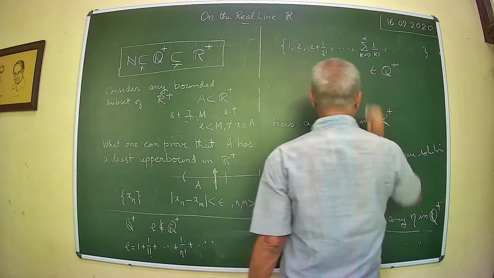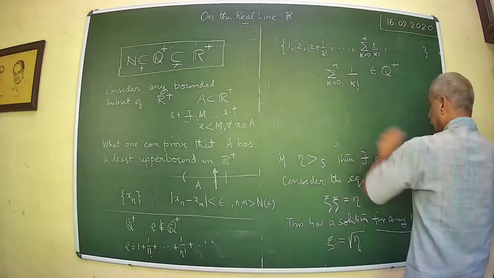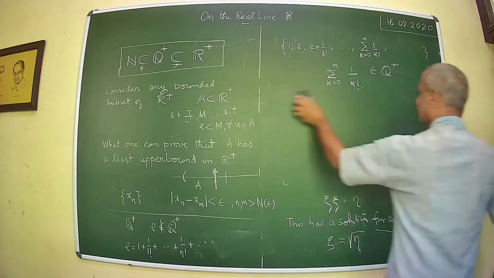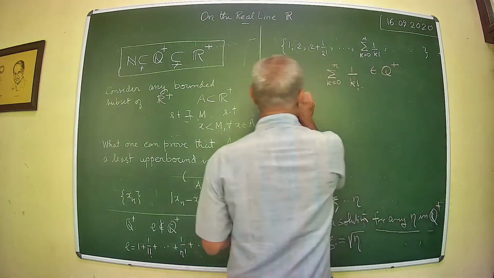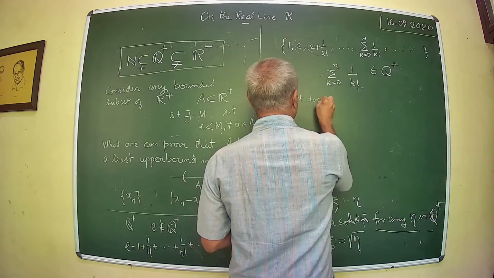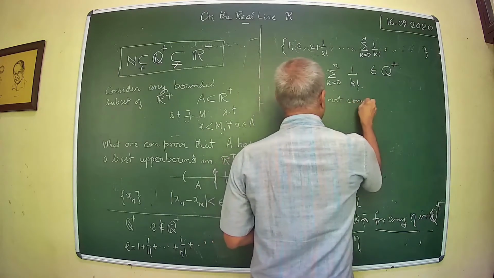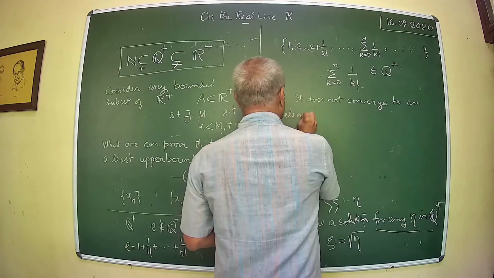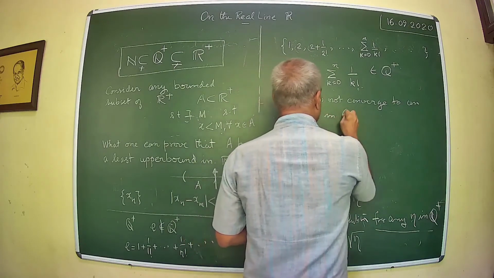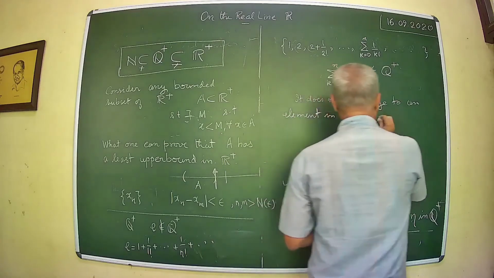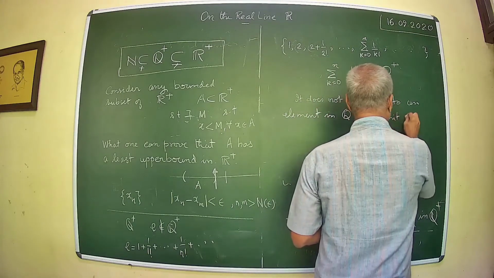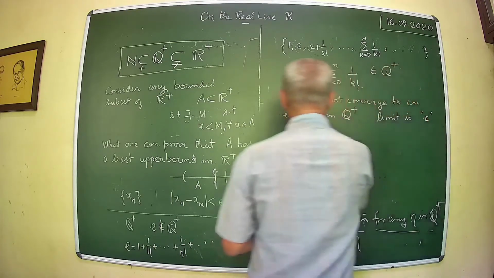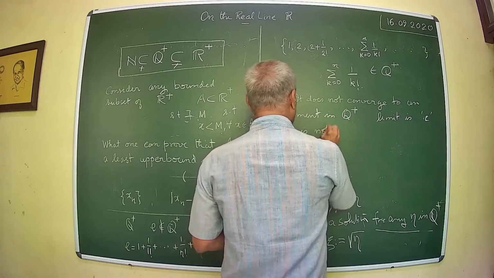So no problem. But does it converge to an element in Q plus? It doesn't. That's the problem. And we know that the limit is e, the exponential number, and e is not rational.